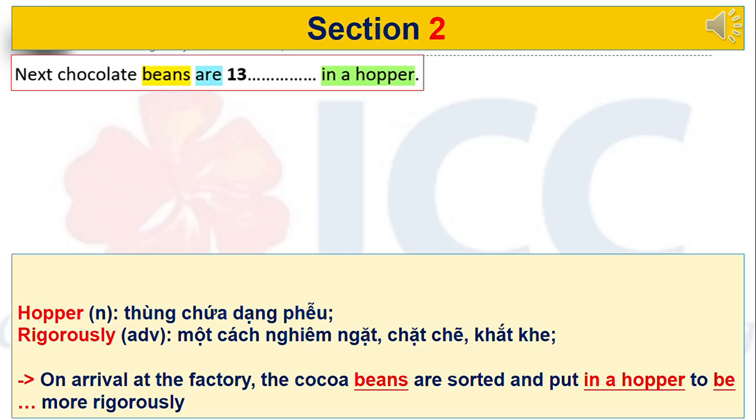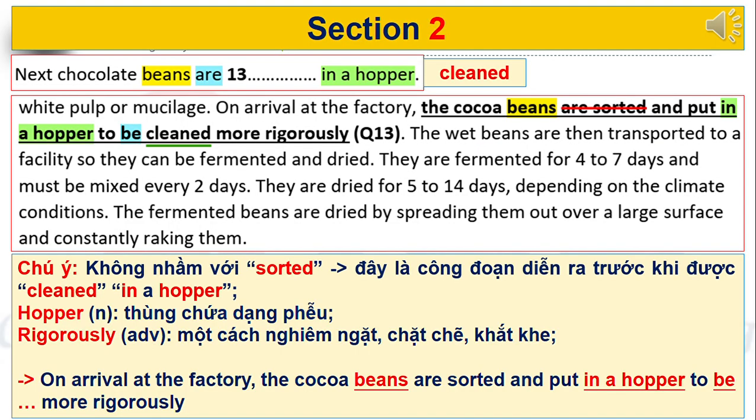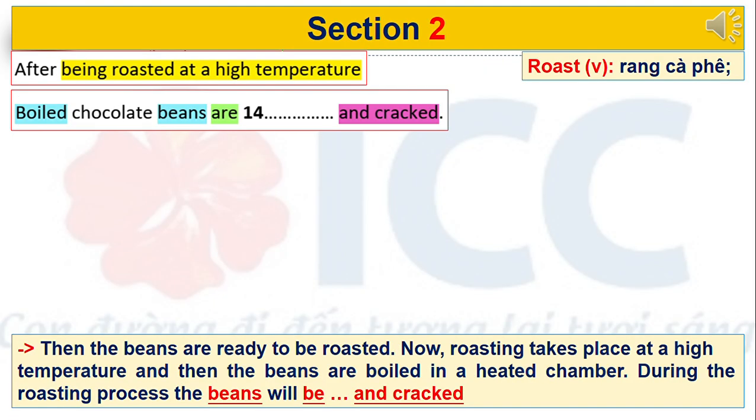The wet beans are then transported to a facility so they can be fermented and dried. They are fermented for 4 to 7 days and must be mixed every 2 days. They are dried for 5 to 14 days, depending on the climate conditions. The fermented beans are dried by spreading them out over a large surface and constantly raking them. Then the beans are ready to be roasted.